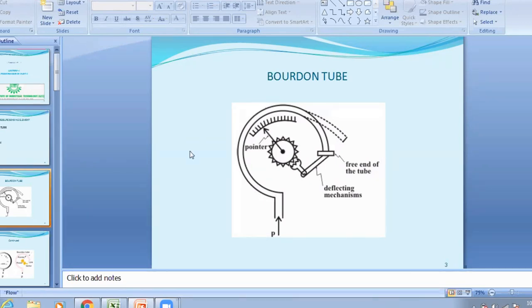What is the function of this pointer? This is the analog scale. Through it we can measure the pressure reading because the pointer rotates. So this is condition one: when no pressure is applied, there is no pressure reading.